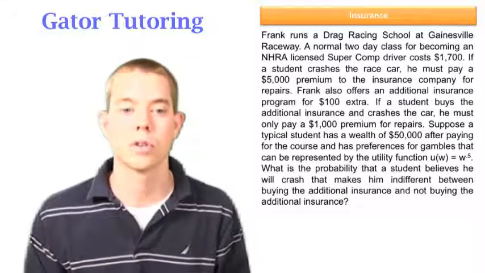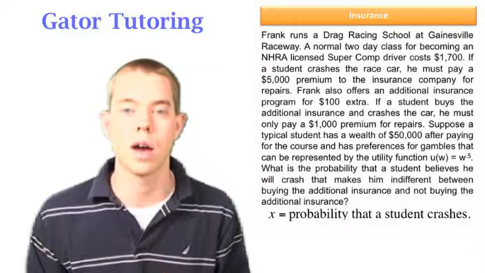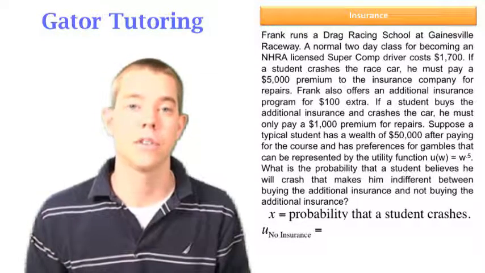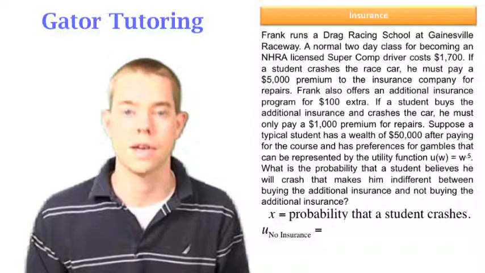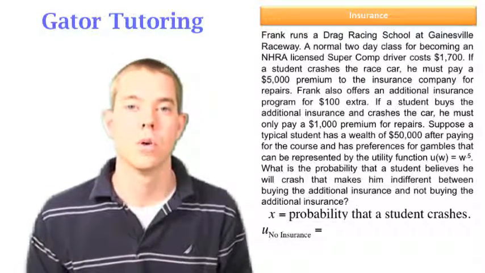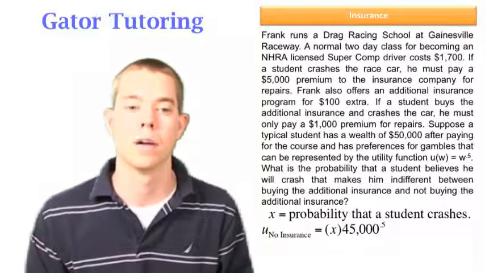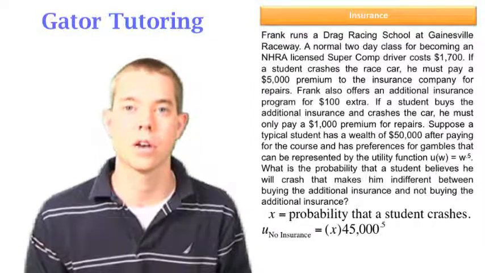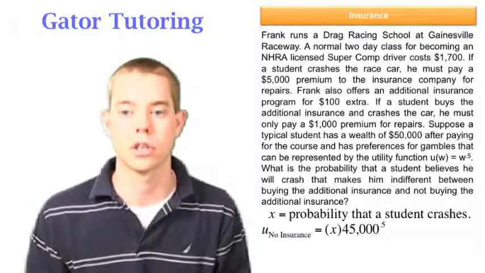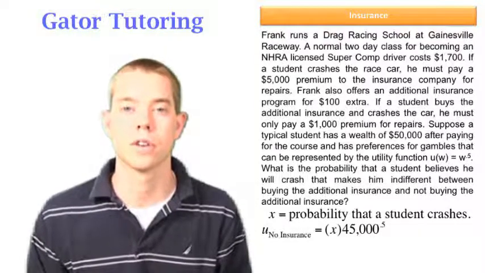Well, first let's define that probability as X. This is the probability that a student believes he will crash. And then we're going to look at our expected utility from not having insurance and our expected utility while we have insurance. So first, our expected utility with no insurance. Well, with no insurance, if we crash, so X is the state of nature where we crash, we're going to expect to have $45,000 because we started with $50,000, we don't have insurance, and we've crashed. So we're going to minus $5,000 for repairs, and we're going to end up at $45,000.